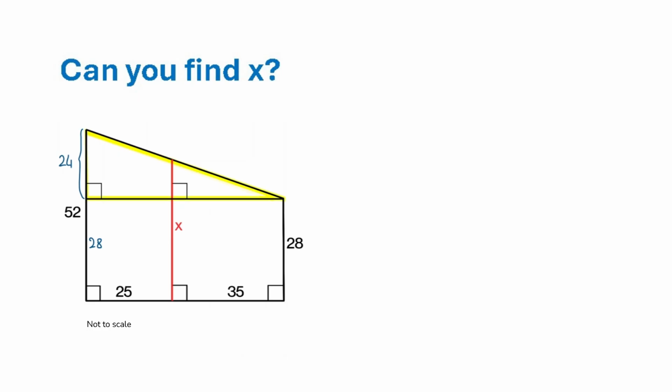Let's start with the large triangle. For this triangle, the vertical change, or rise, is 24. The horizontal change, or run, is the full distance along the bottom. That is 25 plus 35, which is 60. So the rise over run ratio is 24 over 60. We can simplify this fraction to 2 over 5. So the slope, or gradient, of the straight line is 2 over 5. This means that for every 2 units we move vertically, we move 5 units horizontally. And because the slope is constant, this same relationship is true everywhere along the line.